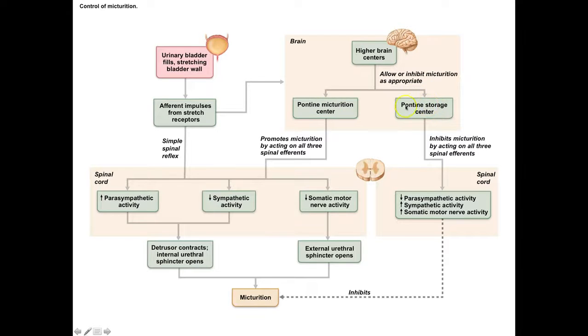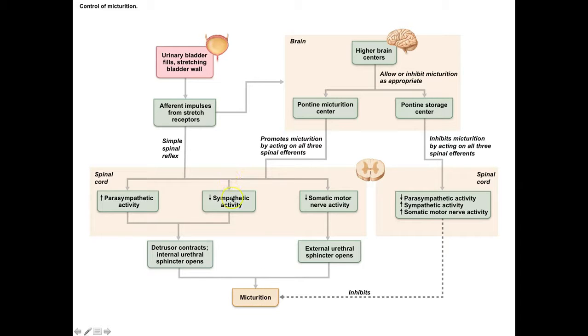So let's say we begin with the pontine storage center. We're going to inhibit micturition by acting on all three of our spinal efferents. So decreasing parasympathetic activity, increasing sympathetic activity, and increasing somatic motor nerve activity. Now when we're ready to go to the bathroom, we trigger our pontine micturition center. This is going to act on spinal efferents, so we are going to decrease somatic motor nerve activity, which causes the external urethral sphincter to open and micturition to take place.